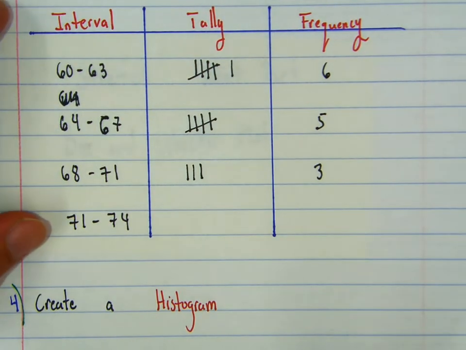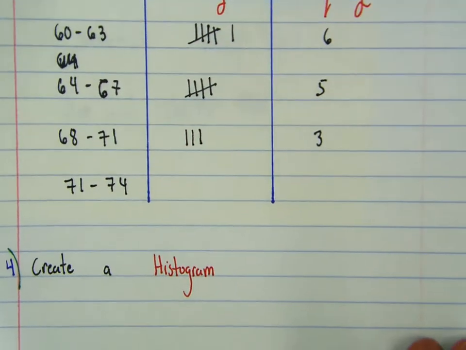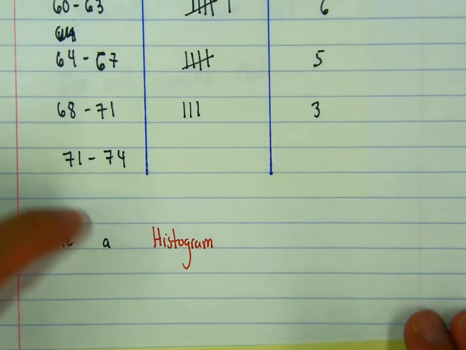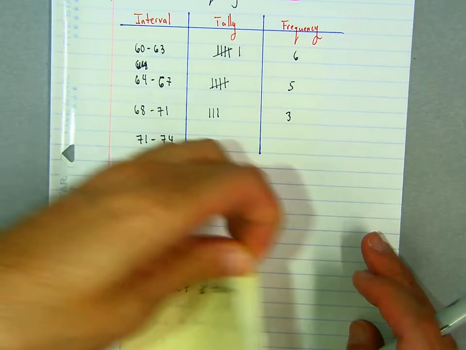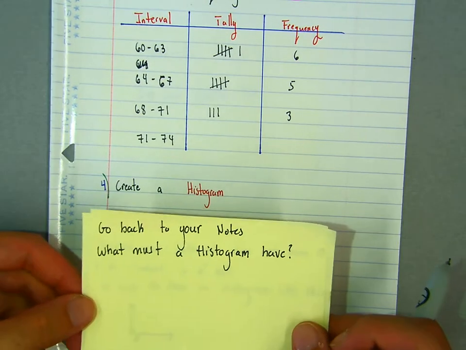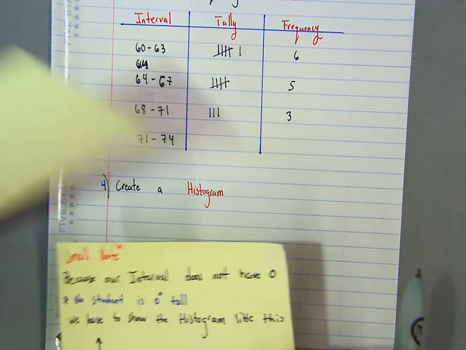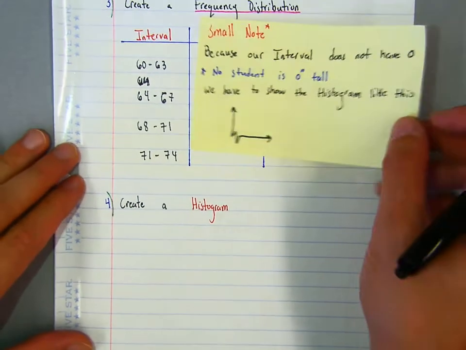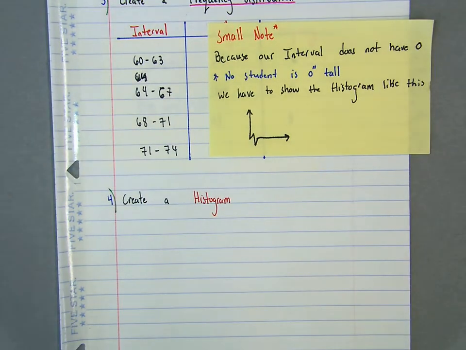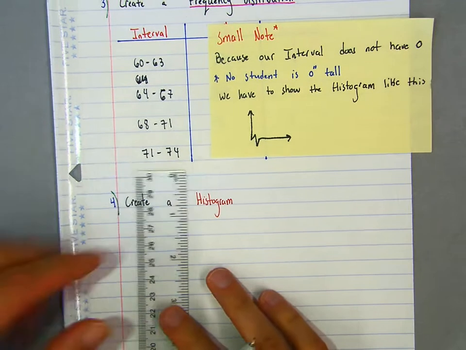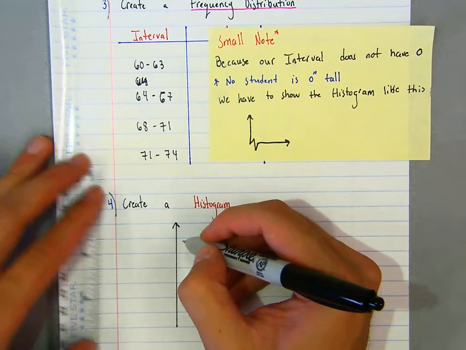So once you have this nice beautiful table, what I'd like you to do is create the histogram. Pause the video. How can you make the histogram from these data values? Show me your notes from yesterday. Go back to your notes. What must the histogram have? If I were to draw the histogram, make sure you have a lovely ruler with you. Our y-axis over here will show, what will the y-axis show? This will be the frequency.